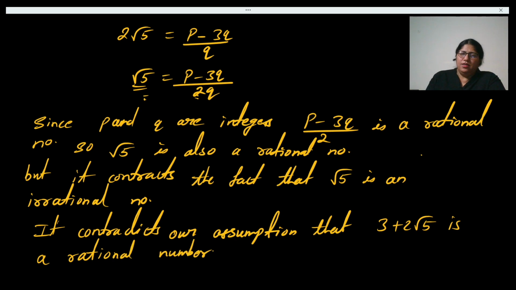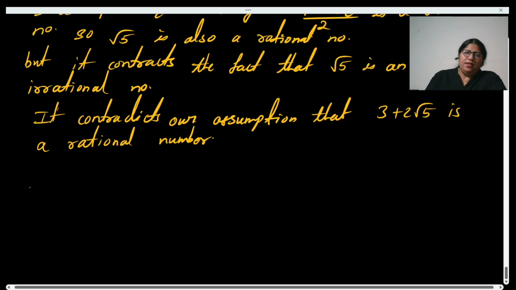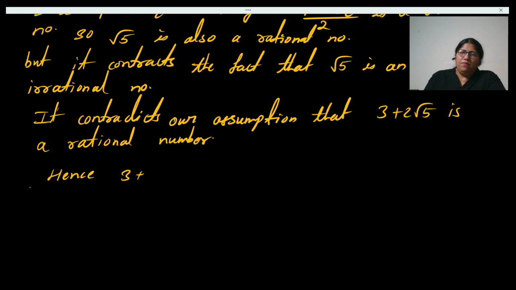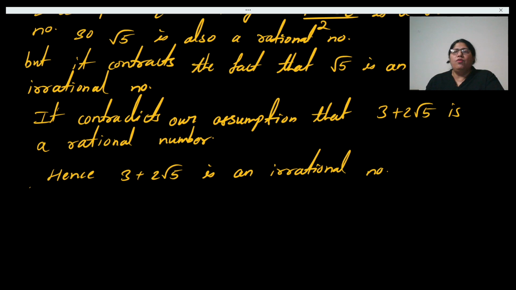Hence 3 plus root 5 is an irrational number. So this is the way we prove irrationality of all these kinds of questions. Let us see the exam based questions also. How do we solve? These are the topics which are there in chapter 1. Now we will see what can be the exam based questions.